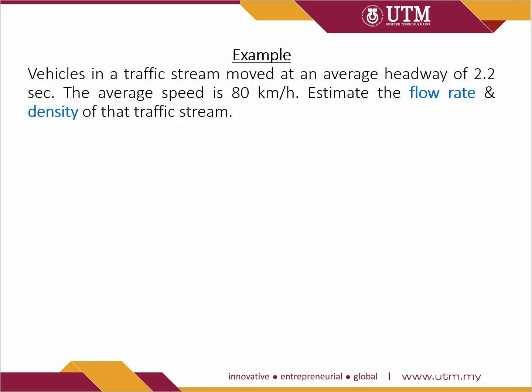The next example: the vehicles in a traffic stream move at an average headway of 2.2 seconds. The average speed is 80 kilometers per hour. Estimate the flow rate. Flow rate is Q and the density is K. So what will be the solution? We are using the formula Q equal to U times K, or Q equal to 1 over H. Just remember, headway equals 1 over Q.